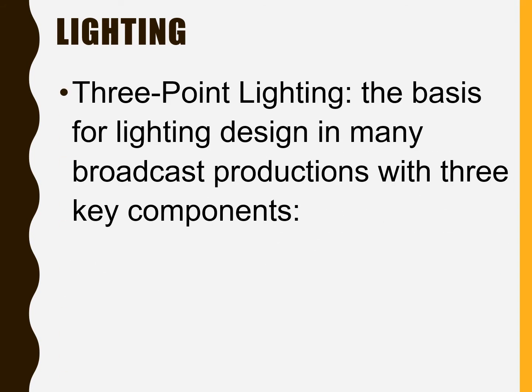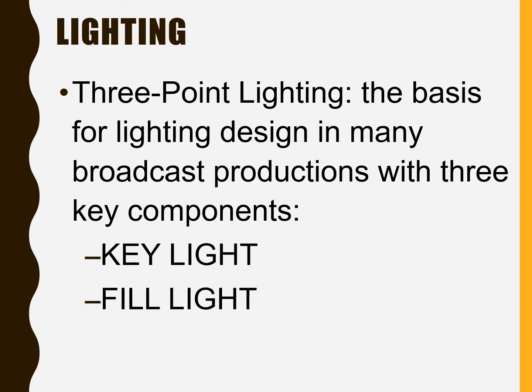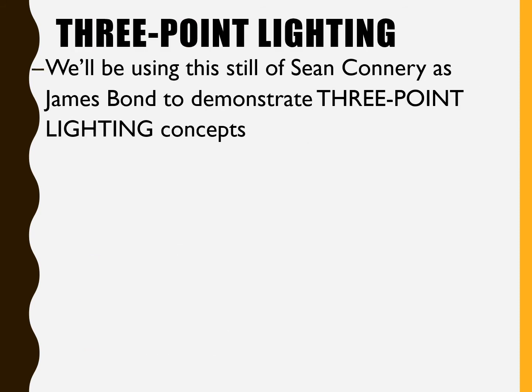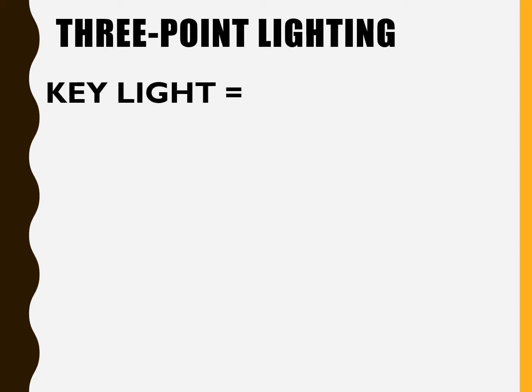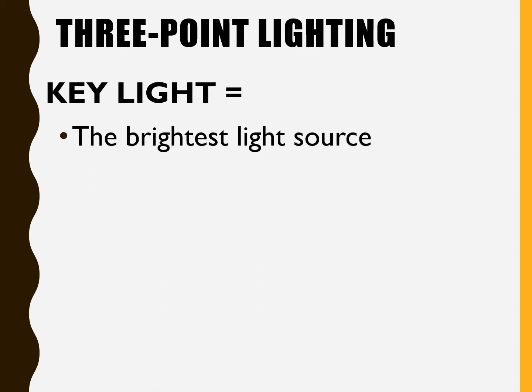3-point lighting is the basis for lighting design in many broadcast productions, and there are 3 key components. There's the key light, there's the fill light, and there's the backlight. We're going to look at each one of those individually. We're going to use this still of Sean Connery as James Bond to demonstrate this 3-point lighting concept. So there's Sean, as James, sitting at a poker table, and where's his key light? Well, the key light is the brightest light source.